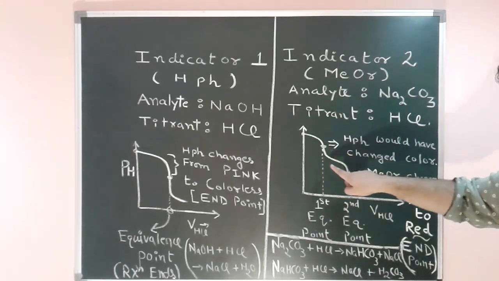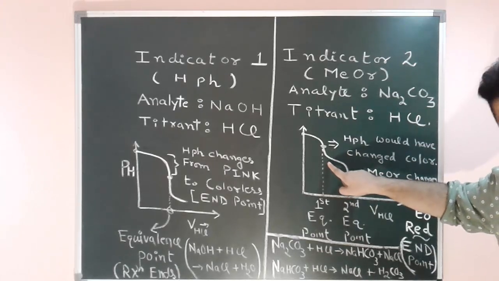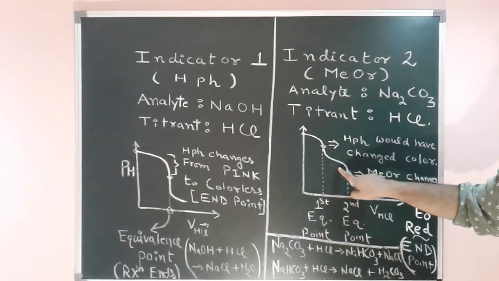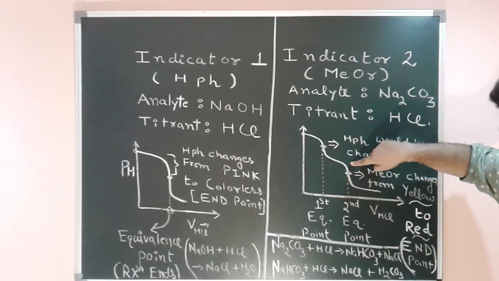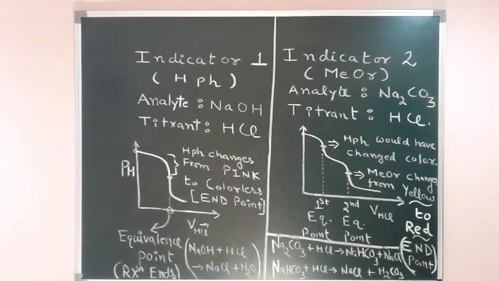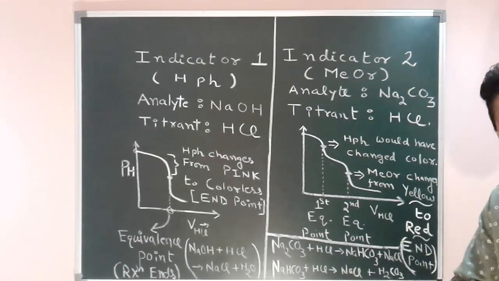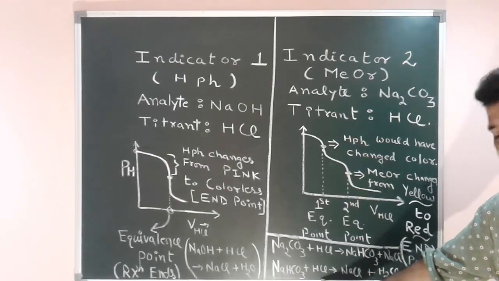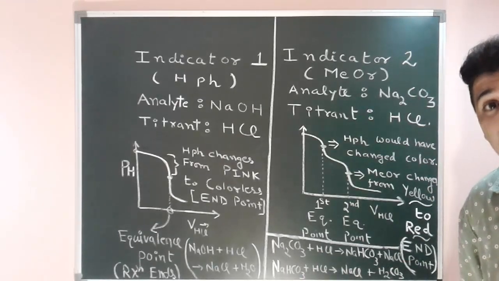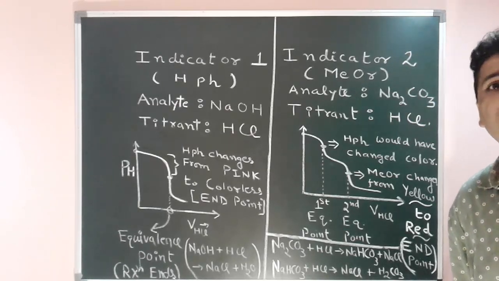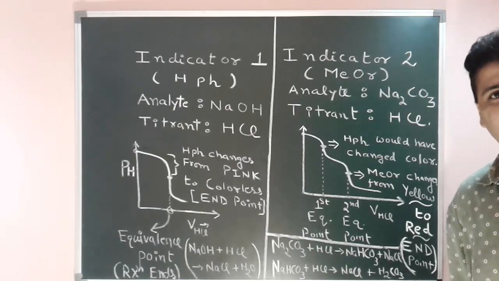After this particular equivalence point, we see again when we add HCl, a change in pH is happening, and at this point, again a sharp change is happening. It itself indicates that some other reaction must have gone to completion, and that reaction is this one. The NaHCO3 which is formed in the first reaction is now completely used up by the further addition of HCl.